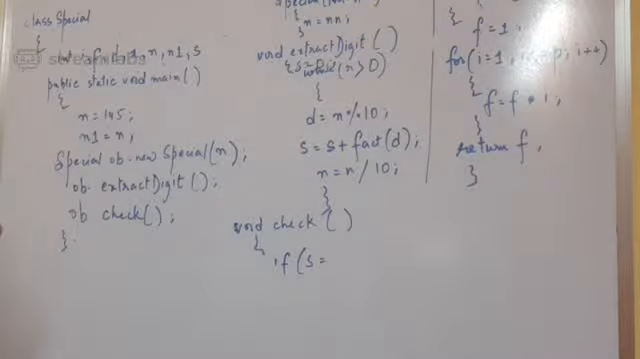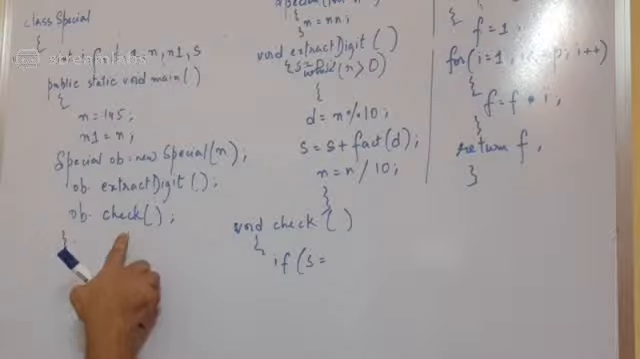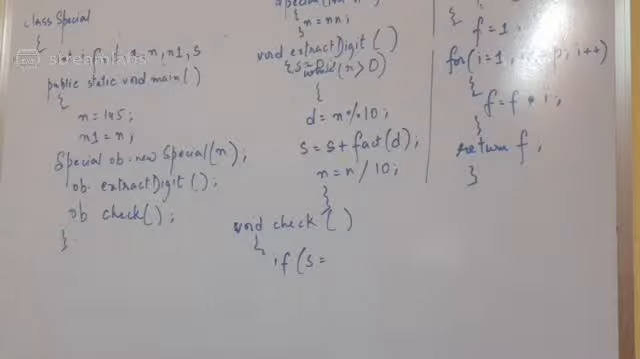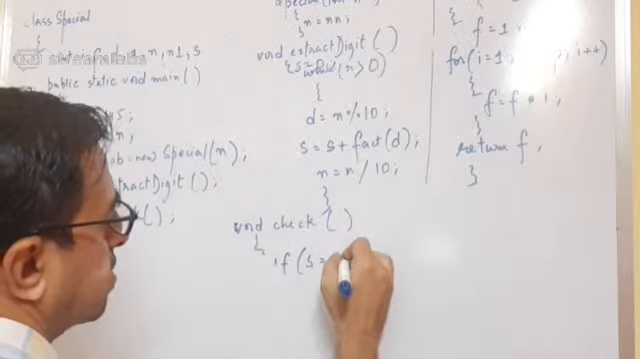So in a similar way this process will be repeated till all the digits get extracted. Now at the last, I'm just going to call this method check, because we need to check whether the variable is equivalent to the original number or not. So s will be holding the summation, therefore s double equal to n.